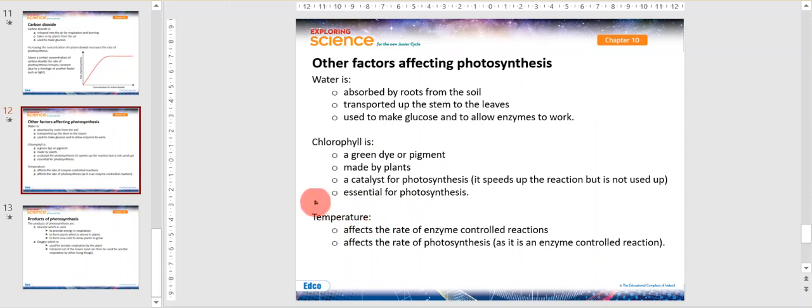And then the other factor is temperature. Temperature affects the rate of enzyme controlled reactions. Again, we've seen that when it gets too hot, these enzymes start to bend out of shape and they stop working, and it affects the rate of photosynthesis. Enzymes are proteins that can control chemical or biochemical reactions such as photosynthesis. So these are some of the main factors, along with the amount of CO2, that affect photosynthesis happening.